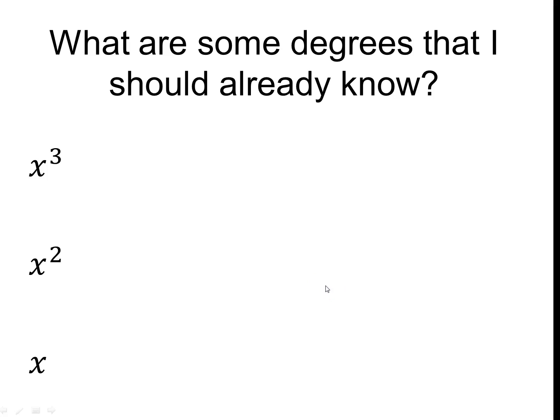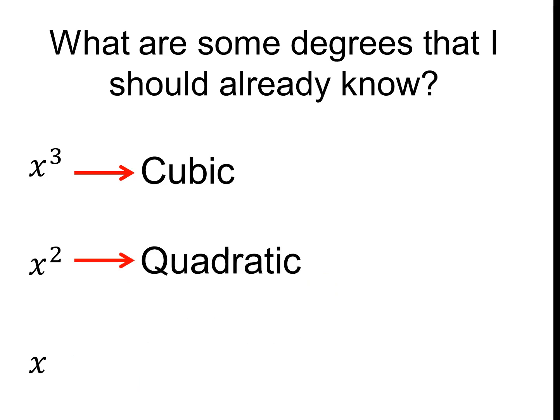So what are some of the degrees that I should already know? Well, x to the third is a cubic, and you're supposed to remember it's kind of an S shape. X squared is a quadratic, and you're supposed to know that's a parabola, or it looks like a U. What if it's just a plain ordinary x? Now, what is the exponent of that x? It's 1, isn't it? So what if it's just an x? That's linear, and you know that's supposed to be a line. So there are some things you already know.